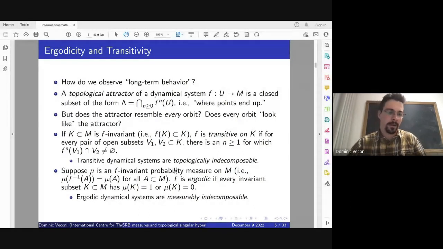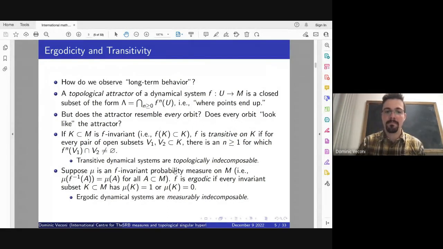To formalize that question a little bit, one thing we can look at is this notion of transitivity. If you have a subset K of your manifold that is invariant under F, by this we mean that the mapping of K lands back into K, then F is transitive on K if for every pair of open subsets of K, there's some n for which F^n of one of those subsets intersects the other of those open subsets. So transitive dynamical systems are, in a certain sense, topologically indecomposable. You can't separate a transitive dynamical system into two separate systems that are more or less independent of each other. These are indecomposable dynamical systems.